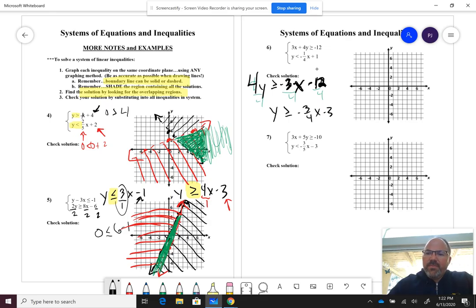-3, there's my y-intercept. My slope is -3/4. So if I go down 3, 1, 2, 3, to the right 4, 1, 2, 3, 4. Or I start at the y-intercept and go the other direction. Go up 3, 1, 2, 3, to the left 4. Boom. Is this one a solid or a dashed line? That tells us right there. It's a solid line.